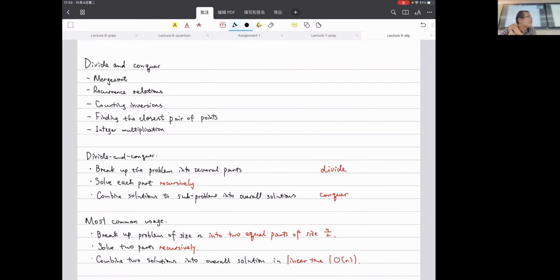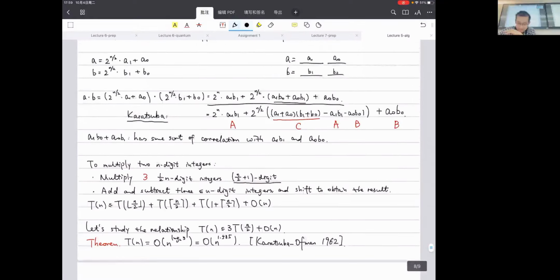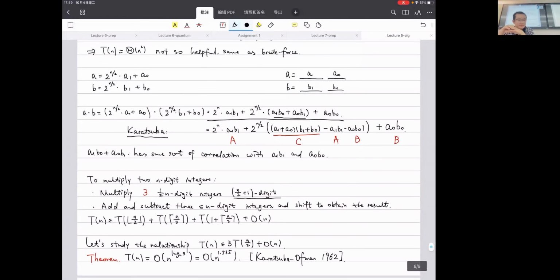About the last algorithm, the Karatsuba algorithm: it only makes sense when n is very large. Normally we don't need to do large number multiplication; normally we need 64-bit multiplication. So I'm thinking, if we are doing floating point or double multiplication, whether it makes more sense.